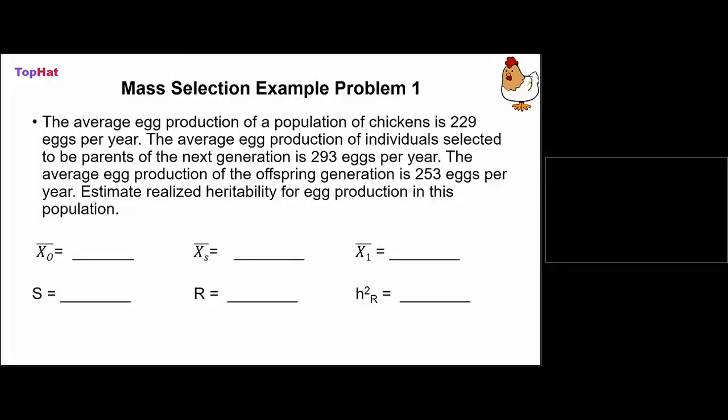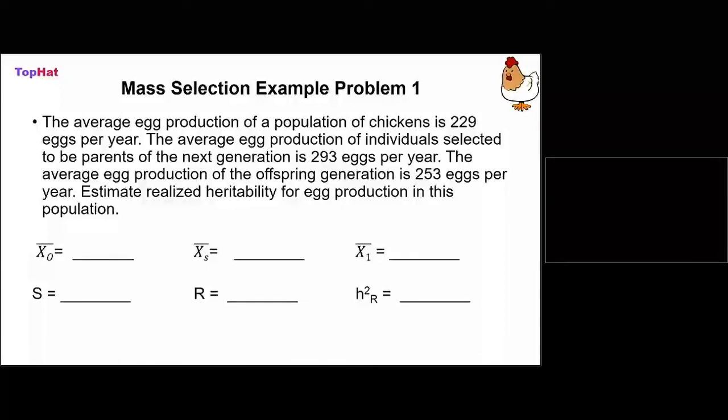So your friend found out that you're great with cows, so they wanted you to help them with their chickens, right? So he has some chickens. His average egg production of his chickens is 229 eggs per year. So he selected some individuals to be parents, and he selected individuals that were 293 eggs per year. And then in the next generation, the offspring produced 253 eggs per year.